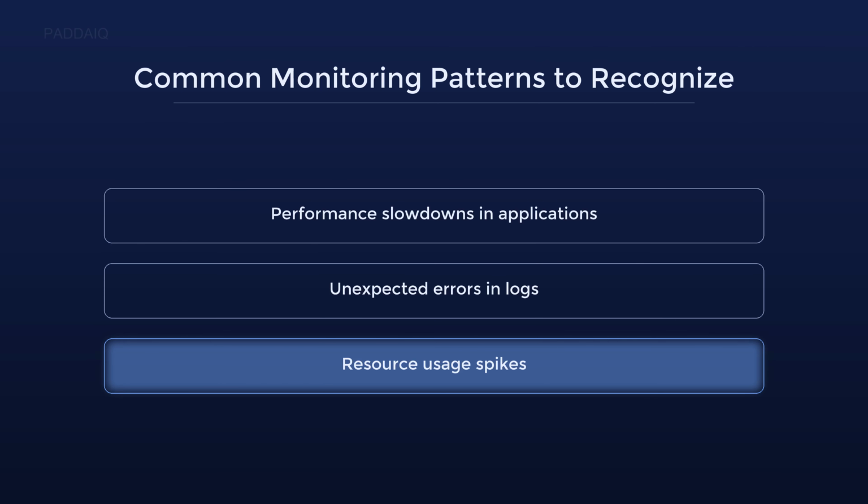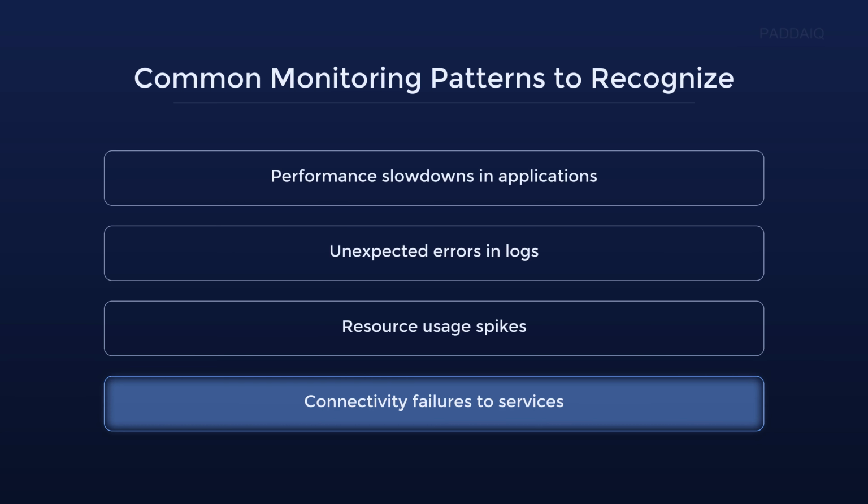Resource usage spikes. This is when your application suddenly consumes far more memory, processing power, or storage than usual. For instance, an e-commerce app might experience a massive surge in CPU usage during a flash sale. Recognizing these spikes early is crucial for maintaining system stability and performance.